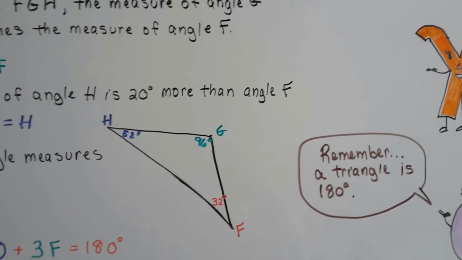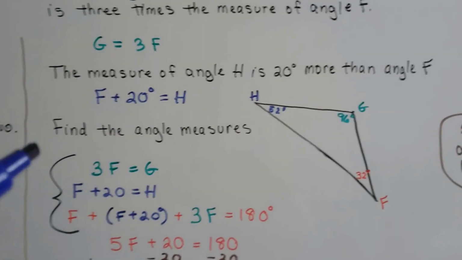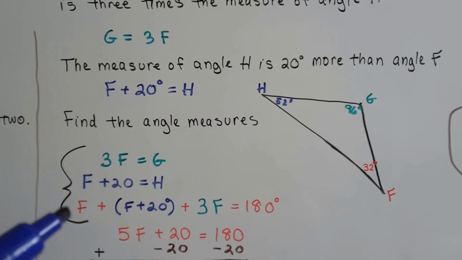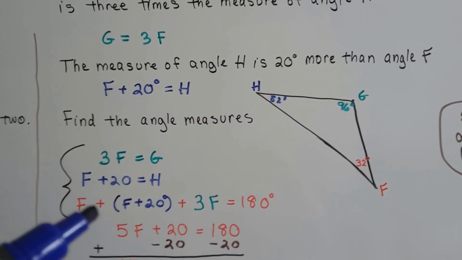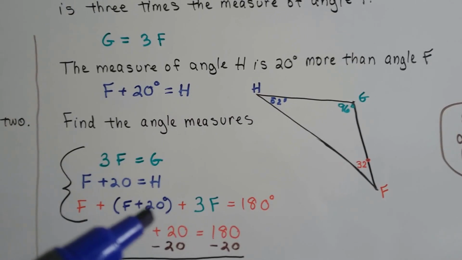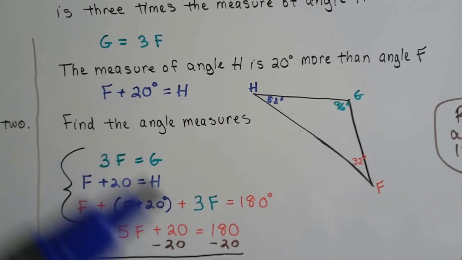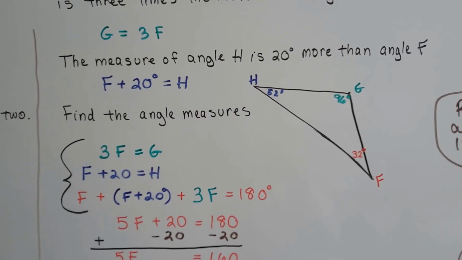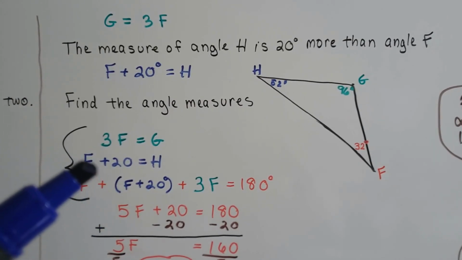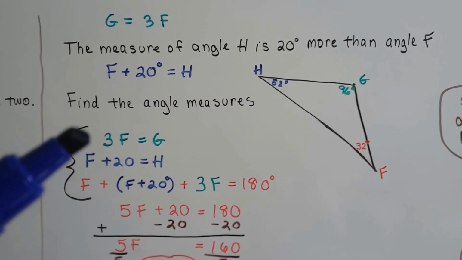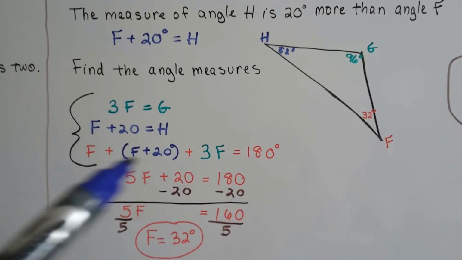Aha. Remember, a triangle is 180 degrees. Using that knowledge, we have our third equation. F, so this is our red equation, F plus 20, that's the H one, right? Plus 3F, that's that one, is going to equal 180. We also could have written it as 180 minus F plus 20 minus the 3F will equal F. But it made more sense to put it this way.